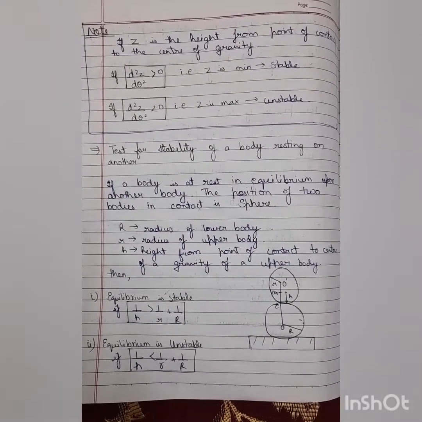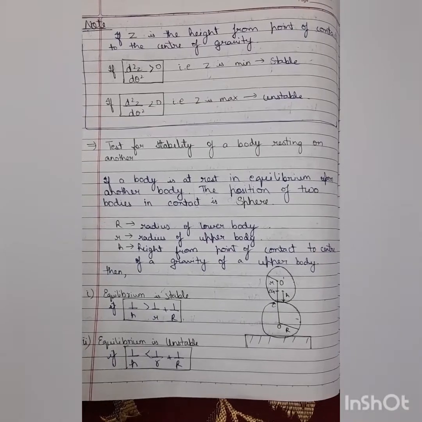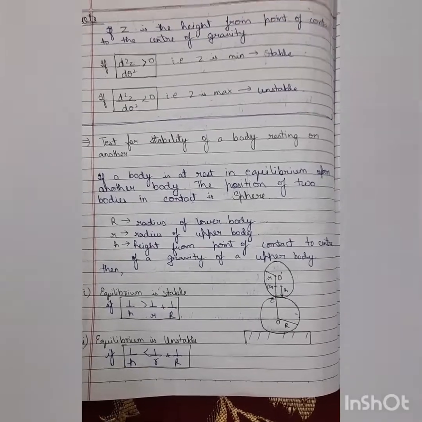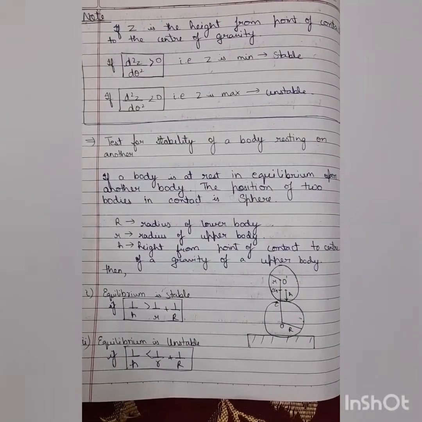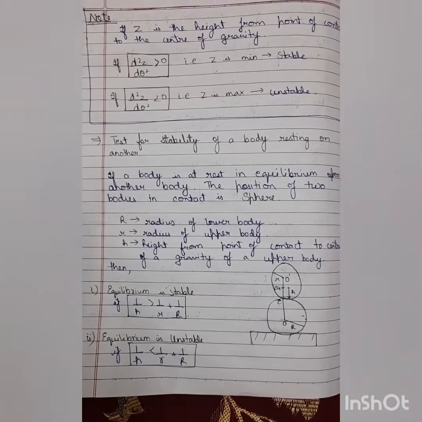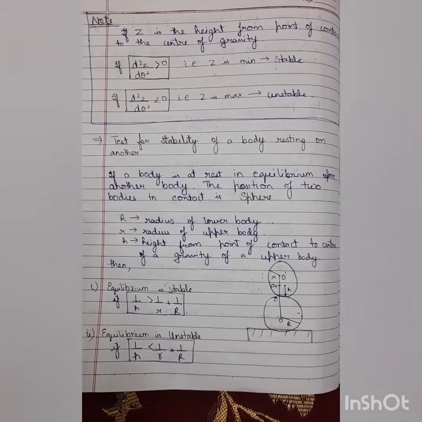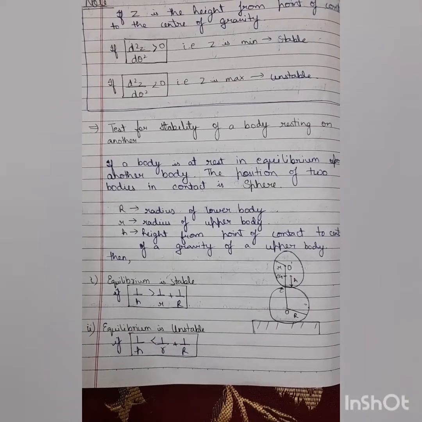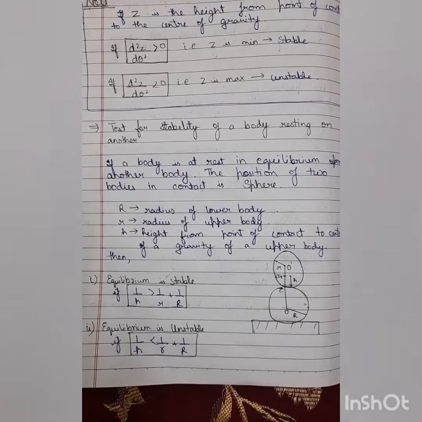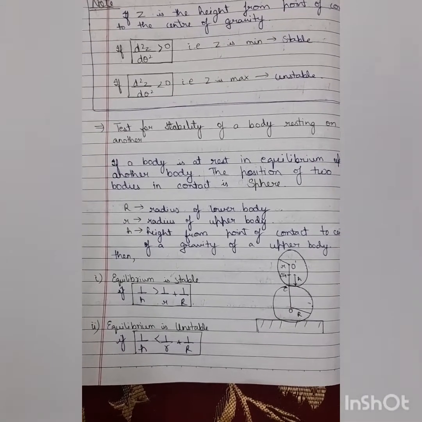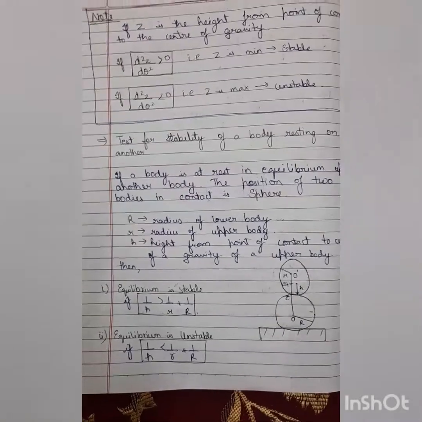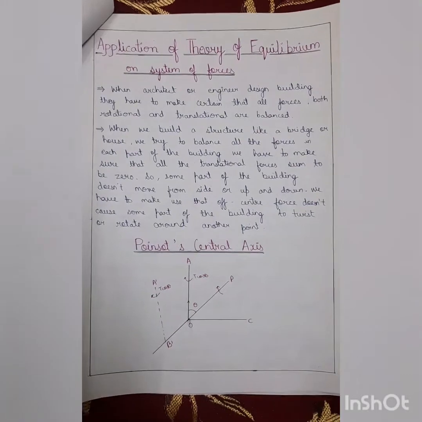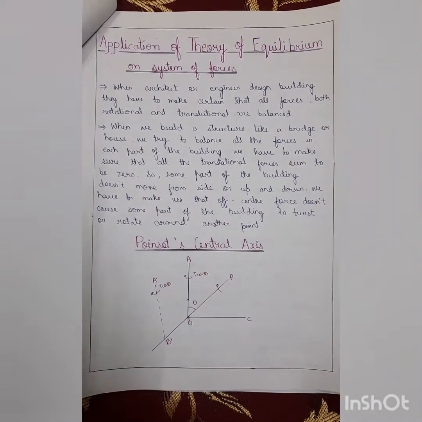Test for stability of a body resting on another. If the body is at rest in equilibrium upon another body, the position of the two bodies in contact is fair. Here capital R is the radius of the lower body, small r is the radius of the upper body, and h is the height from the point of contact to the center of gravity of the upper body. Then, if the equilibrium is stable, 1 upon h is greater than 1 upon r plus 1 upon R, and if the equilibrium is unstable, then 1 upon h is less than 1 upon small r plus 1 upon capital R.